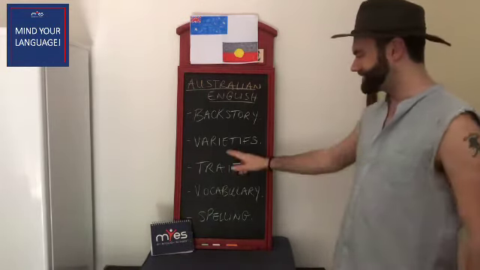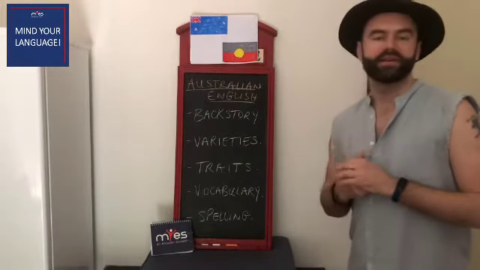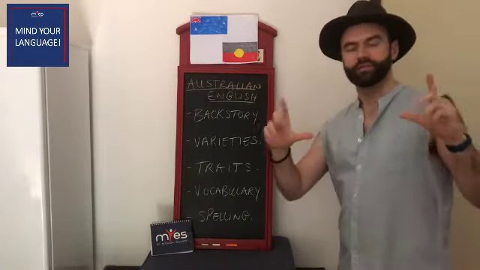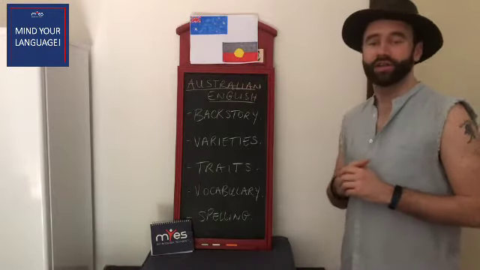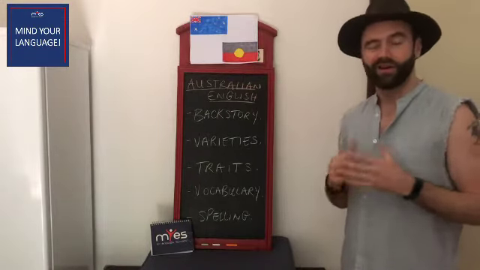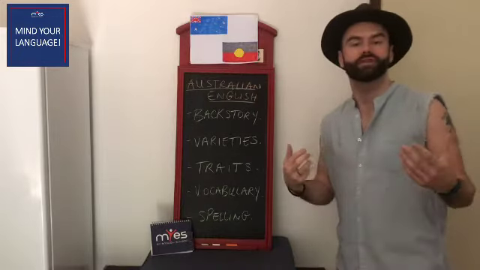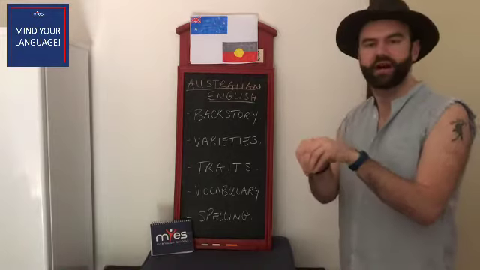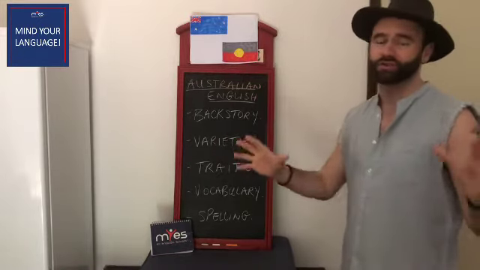All right, let's move on to varieties. There are different varieties of Australian English. You have to remember, if you look at Australia on the world map, it's absolutely huge. It's massive. Australia is, in effect, a continent. It's not a country, really, but a continent, right? I think most of Europe can fit inside Australia. If you look at the land mass, it's absolutely monstrous in size.